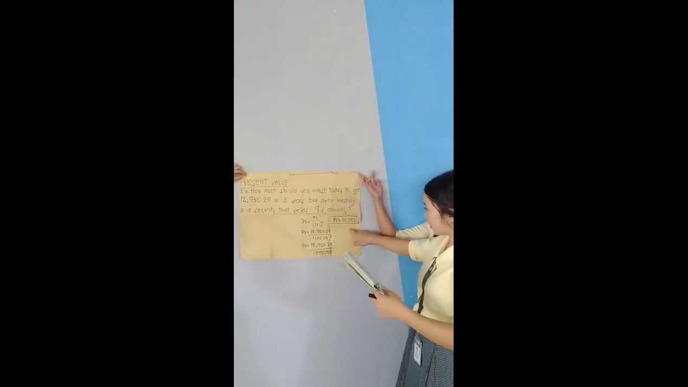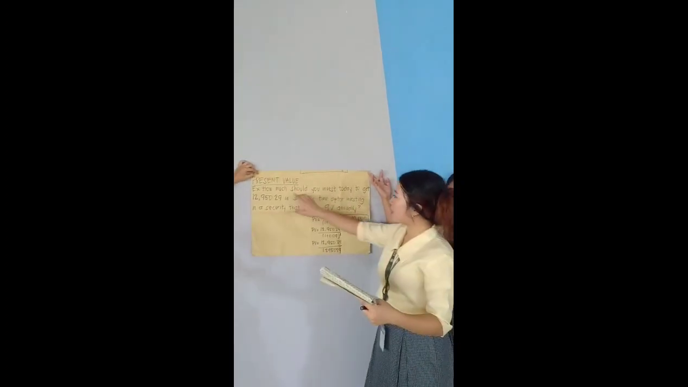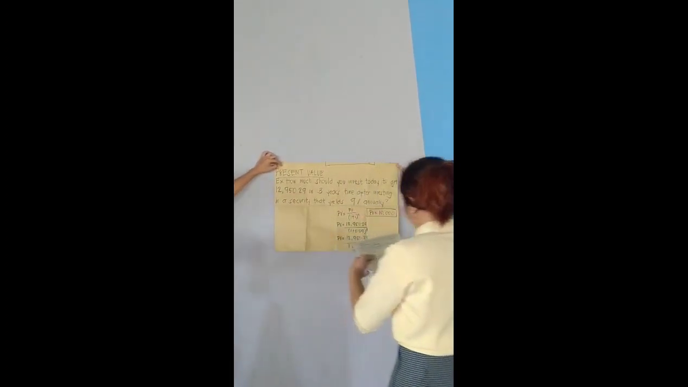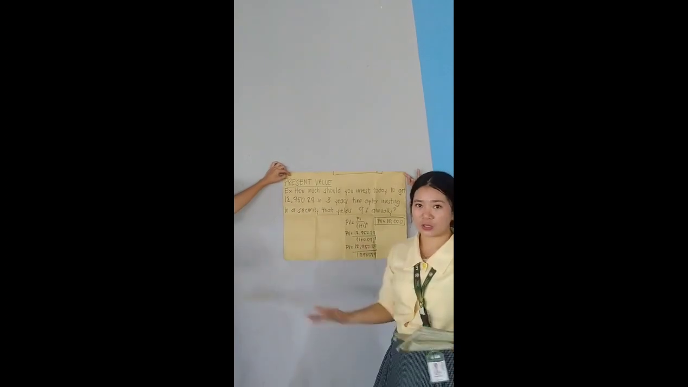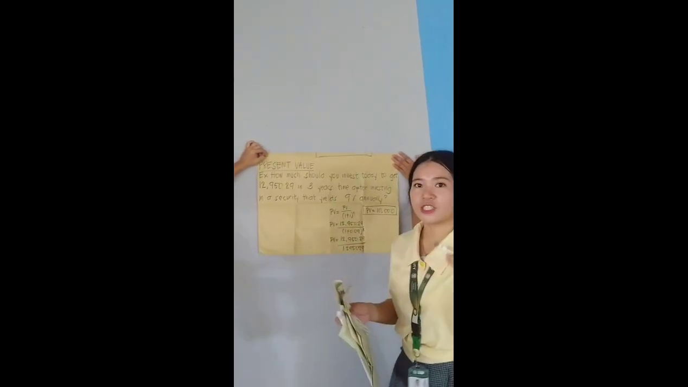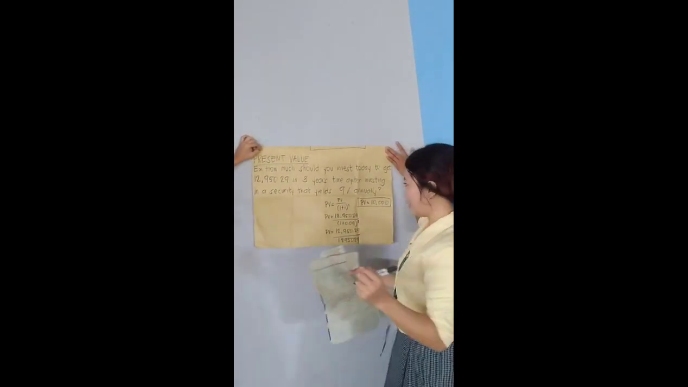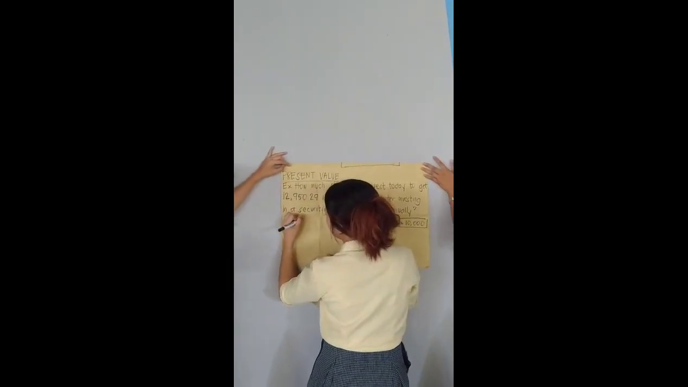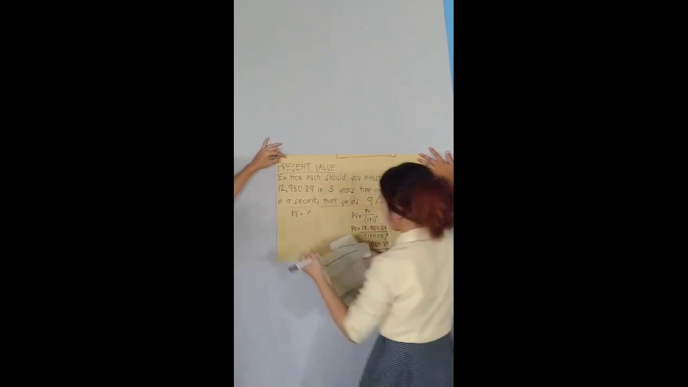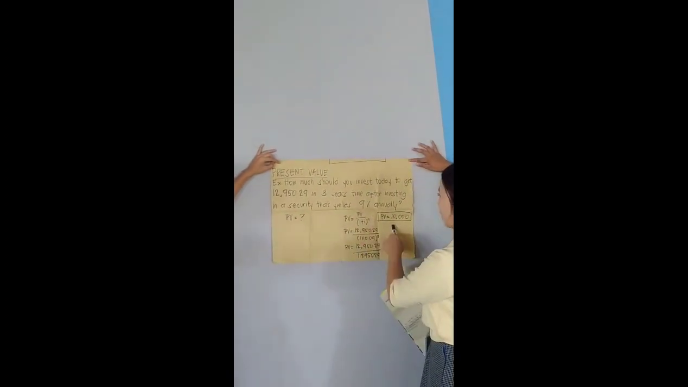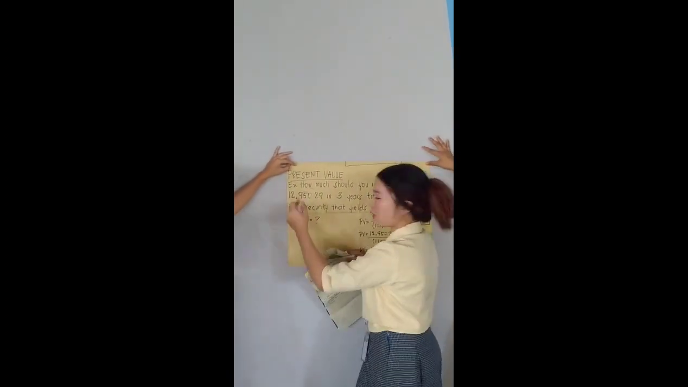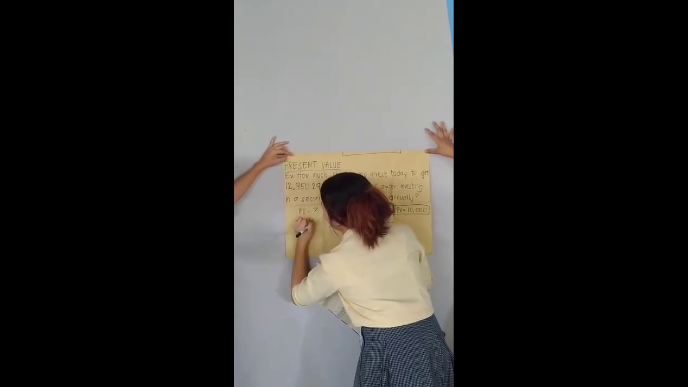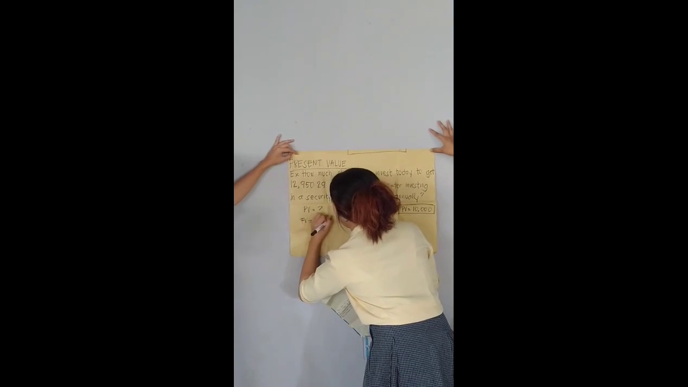We will use the result of the future value. So let's have the solution again. We will solve for the present value, wherein PV equals question mark, and FV equals 12,950.29.